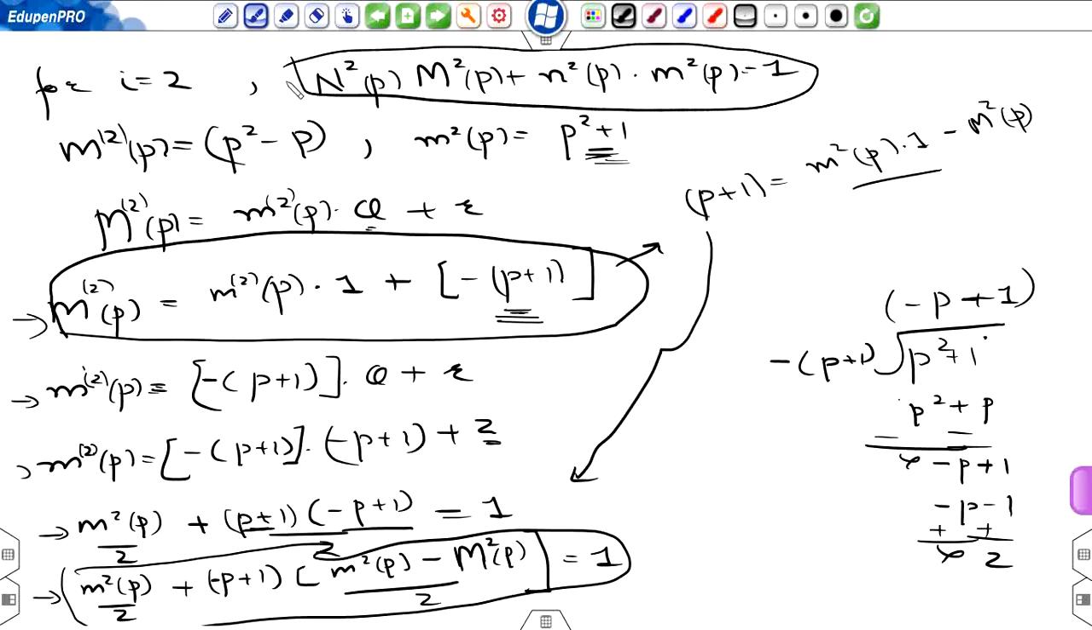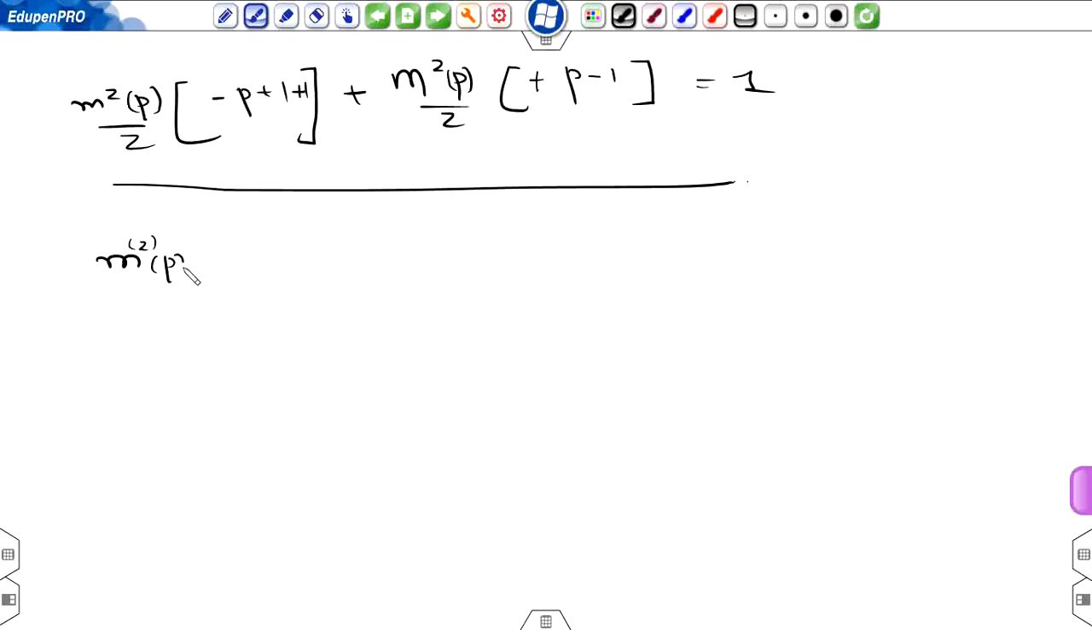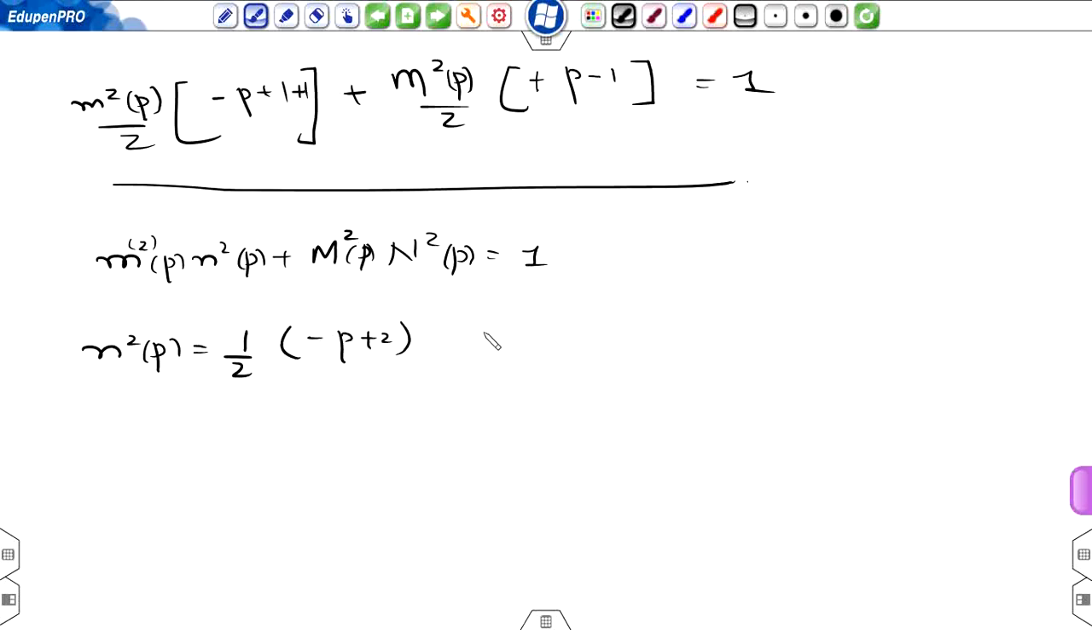So now, properly arranging the terms and comparing with this equation, we can easily find out the value of capital N2P and small n2p. Okay, small n2p plus capital M2P, capital N2P, that is equal to 1. We can write small m2p is equal to 1 by 2 minus p plus 2, and capital N2p is equal to 1 by 2 p minus 1.